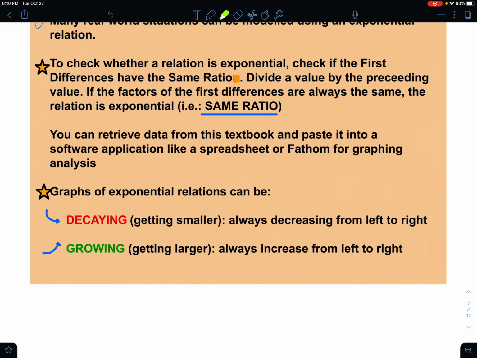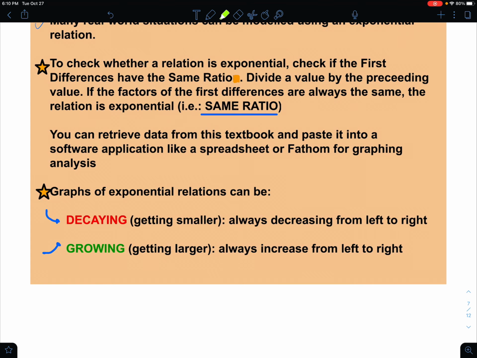Last one, graphs of exponential functions can be decaying. Those are the ones coming down. They come down steep and then they level out. And they're always decreasing from left to right. It's not like a parabola that all of a sudden goes up or down. It's always decreasing. And it drives me crazy because it goes down forever but never reaches a certain number. We'll talk about that next class.